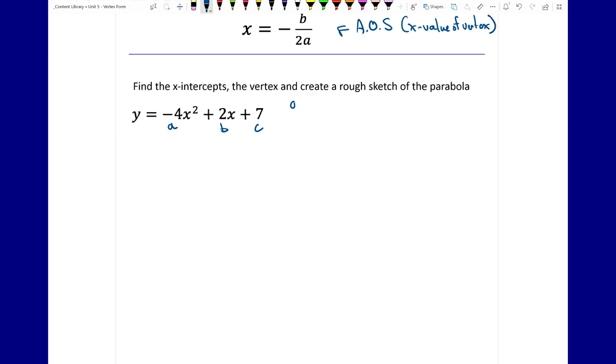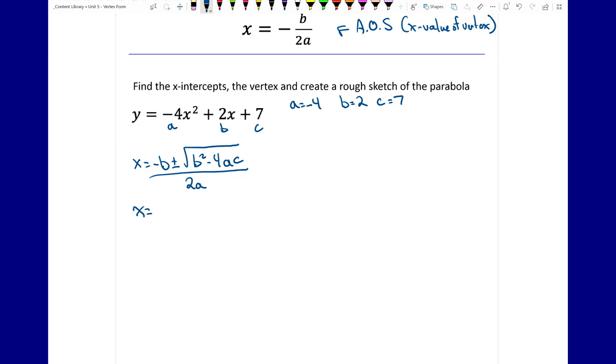So I have my a value of negative 4. This is the first time we're introducing negatives. So if there is a negative or a minus in our equation, we have to make sure we include it for the appropriate value. So a equals negative 4, b equals 2, and c equals 7. So I'm going to take my quadratic formula. X equals negative b plus or minus the square root of b squared minus 4 times a times c, all divided by 2a.